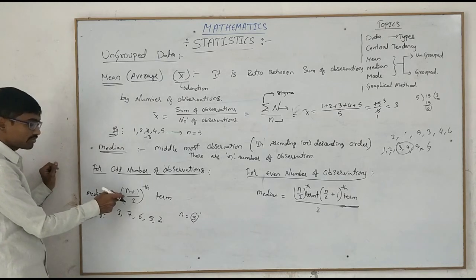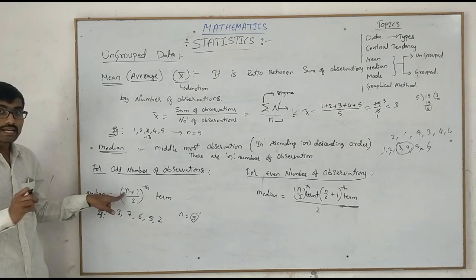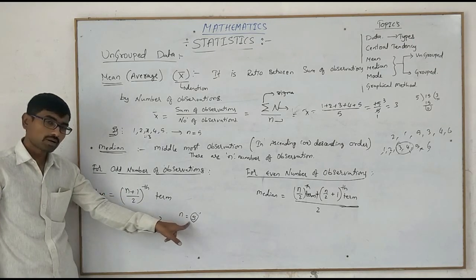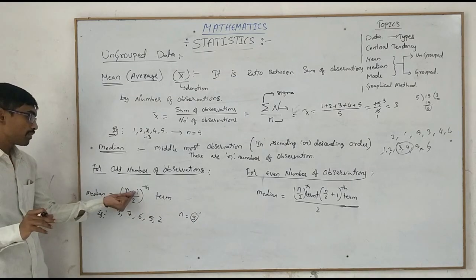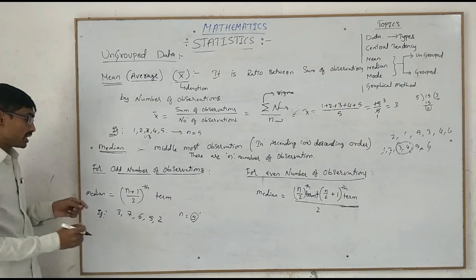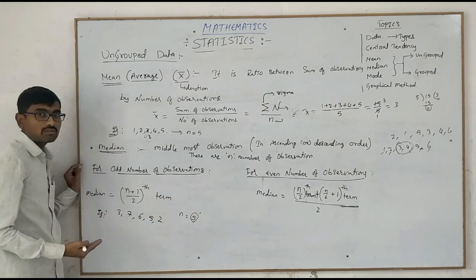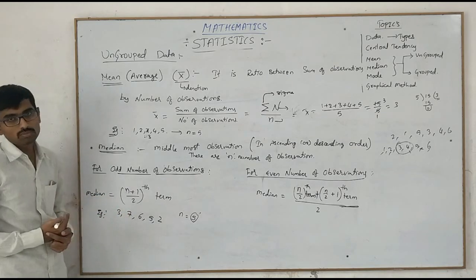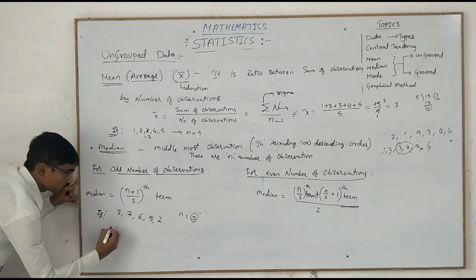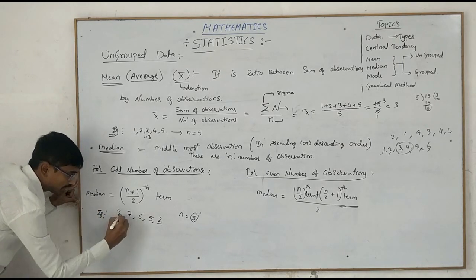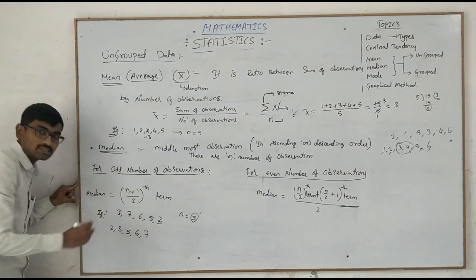So for odd observations, we have to take this formula, that is median is equal to n plus 1 divided by 2. What is n? n is the number of observations. How many observations? 5 observations. So here we have to substitute that value. Why? For an odd number of observations, by adding plus 1, we are converting it into an even number. First I have to arrange this in ascending order: first 2, after that 3, after that 5, after that 6, and after that 7.